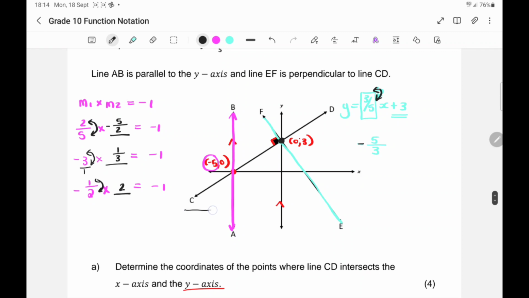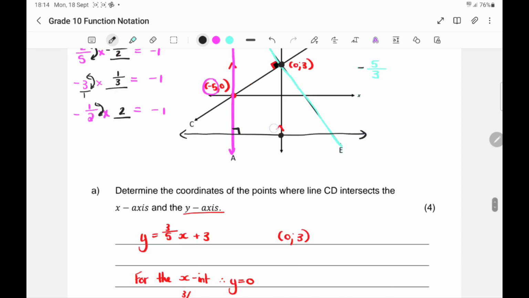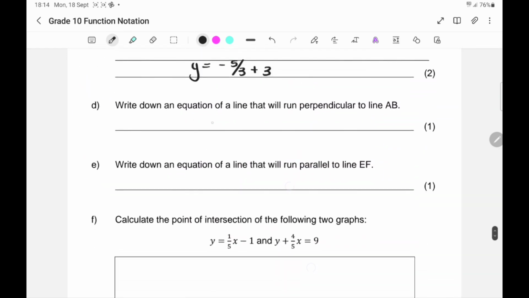So AB, a line that will run perpendicular to that, will be a horizontal line. And that can be y is equal to anything. Could have been on the negative side, could have been on the positive side. So perpendicular to that, y is equal to, let's say, negative 10. But that could have been any number.